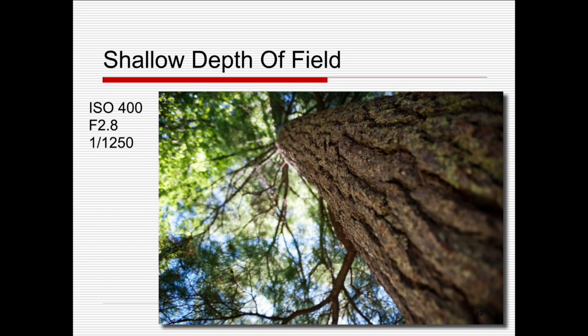Another example of controlling the depth of field. Shallow depth of field: I'm looking up the trunk of this old white pine, and I'm focusing on this area right here, which is the only thing in focus. But we don't need anything else in focus here because our eye grabs this focus and immediately tells us that we're looking at the trunk of a big tree.